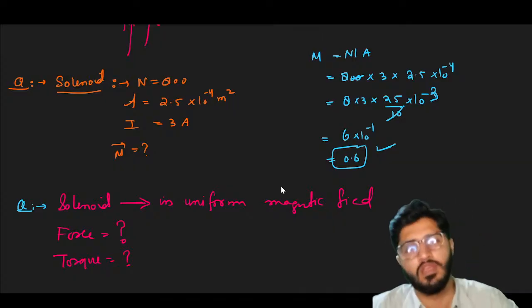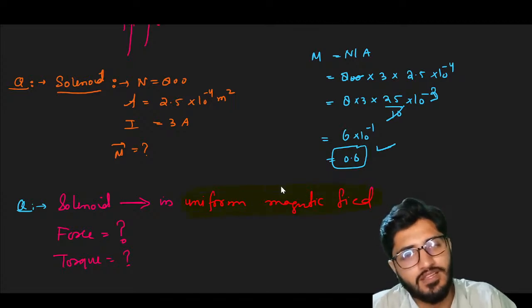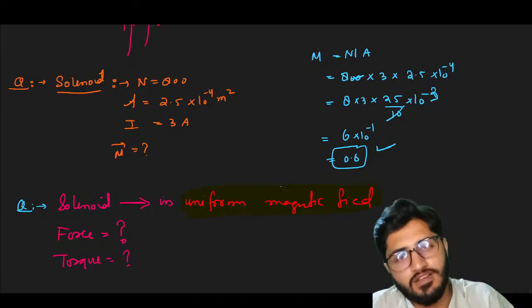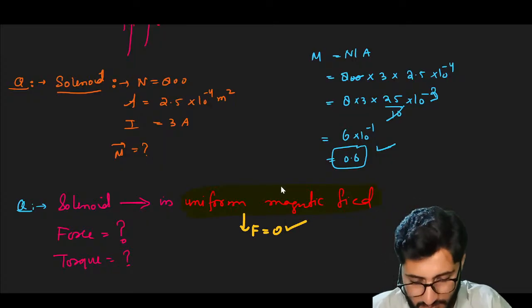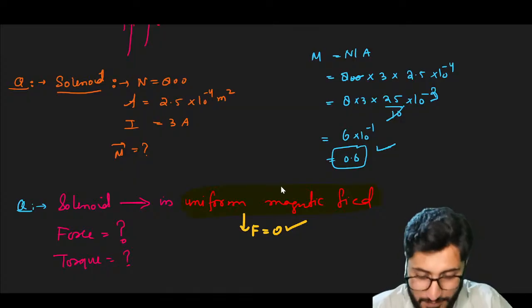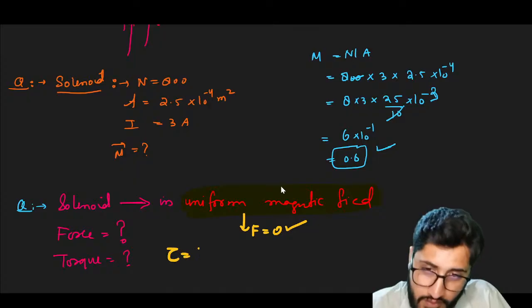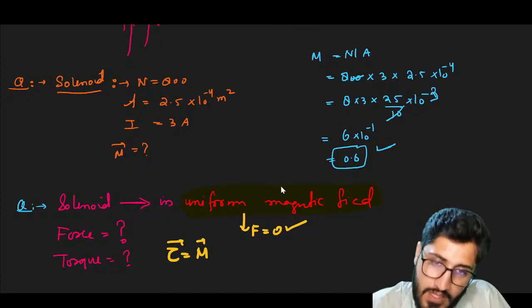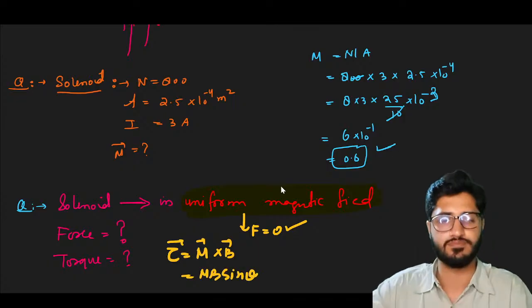Look now. As we know from the previous class, if something is placed in a uniform magnetic field, then force is 0. Yes, Daksh, perfectly. Force is 0, but torque is not 0. Torque will be m cross b. So I can write it is mb sin theta. So you can just place the values and you will get your answer.